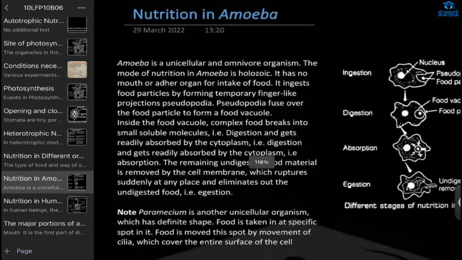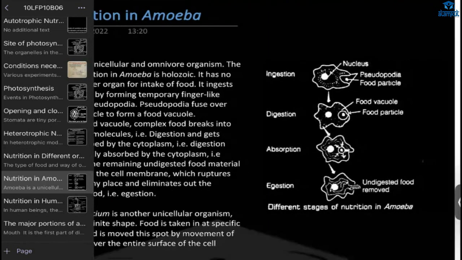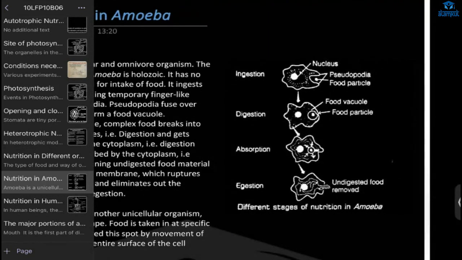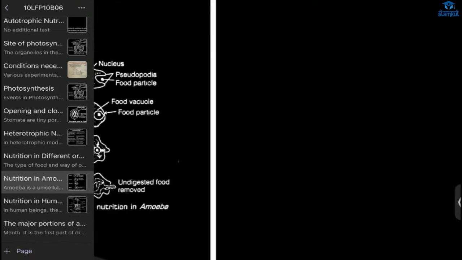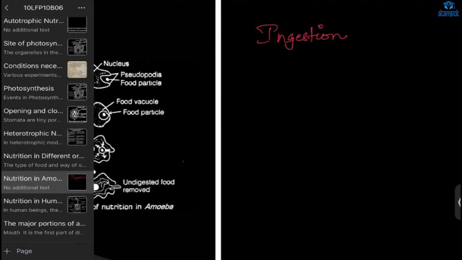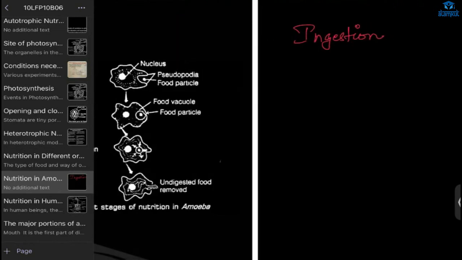Nutrition in any organism has five steps: ingestion, digestion, absorption, assimilation, and egestion. In amoeba also we have those steps. What is ingestion? Taking in of the food. Next is digestion, which is breaking down of the food. Then absorption, absorbing the proteins, carbohydrates, and all from the food.